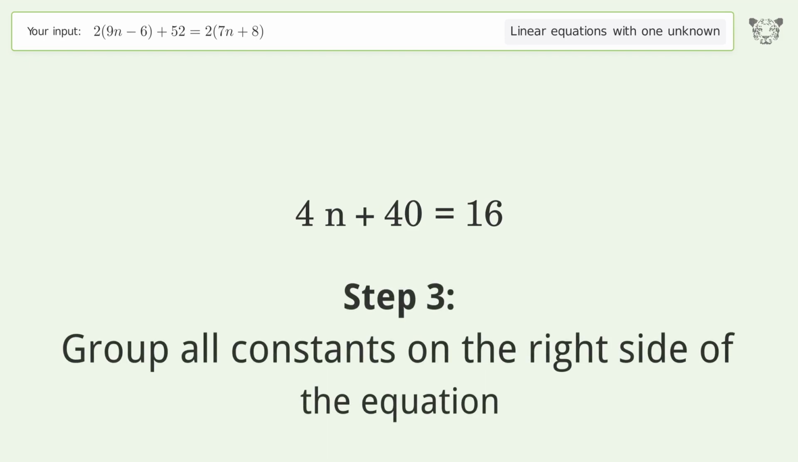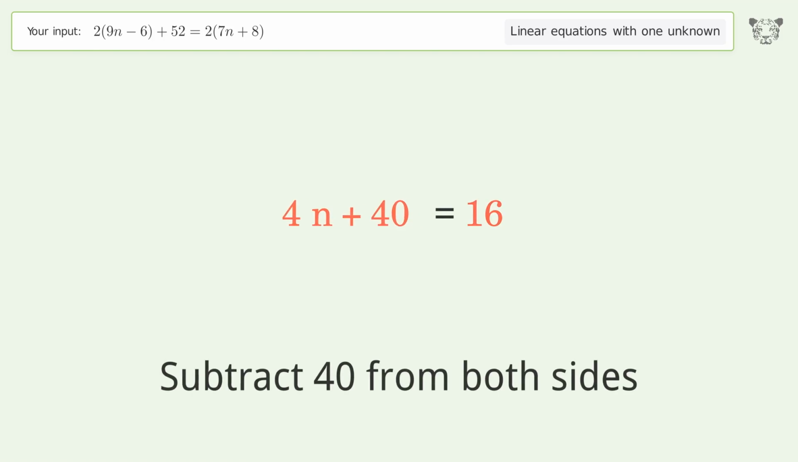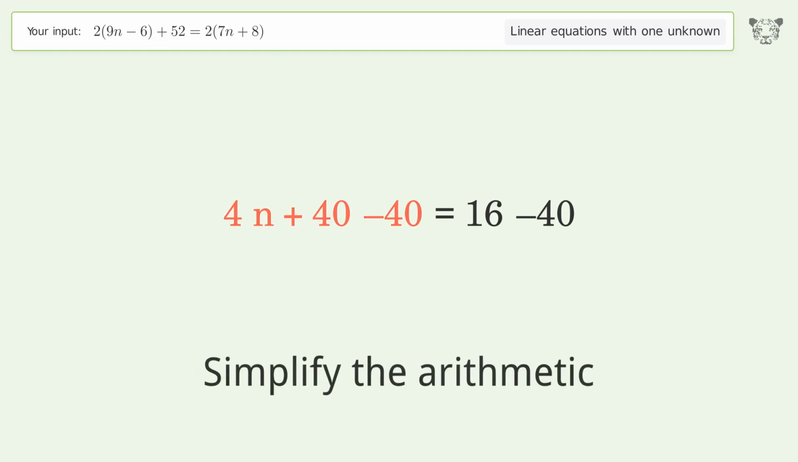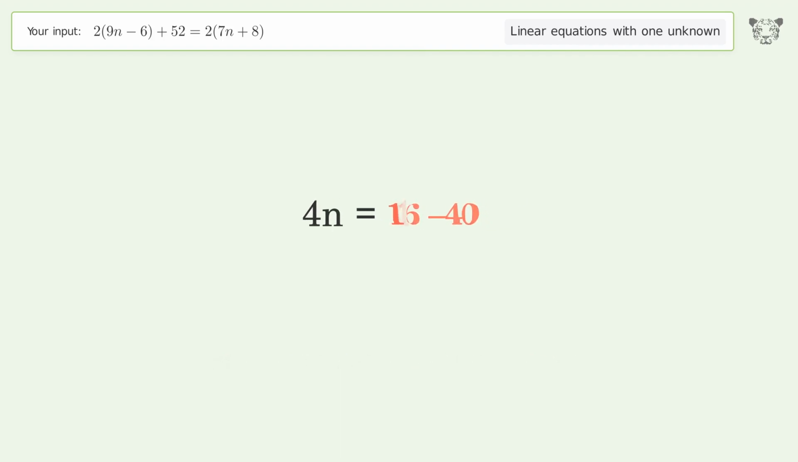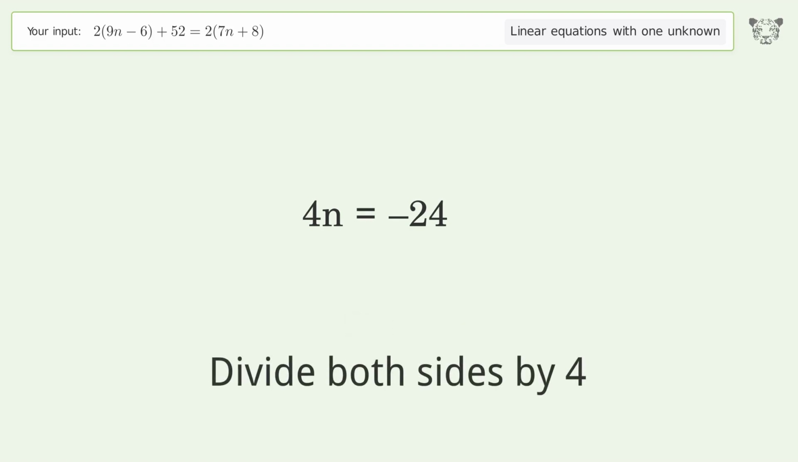Group all constants on the right side of the equation. Subtract 40 from both sides. Simplify the arithmetic. Isolate the n. Divide both sides by 4.